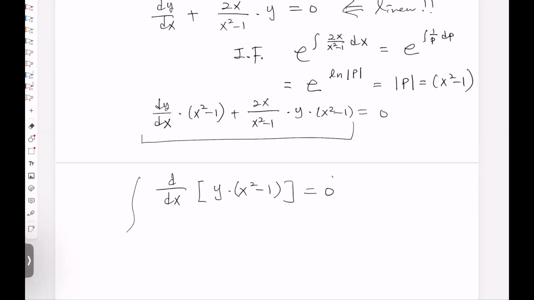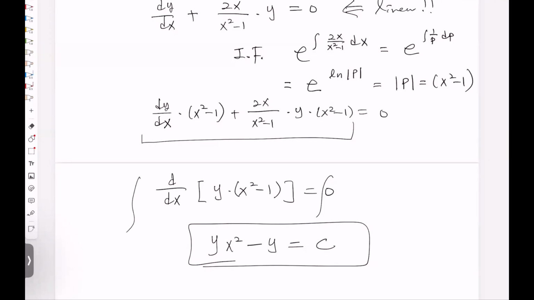So take the integral for both sides. y times x squared minus y equals to c. That's the same answer. So we quickly reviewed the first two techniques, the separable technique and the linear technique, for this problem.